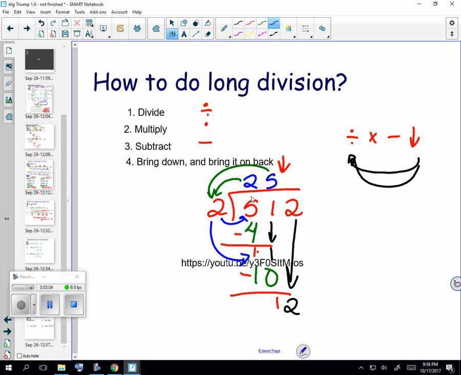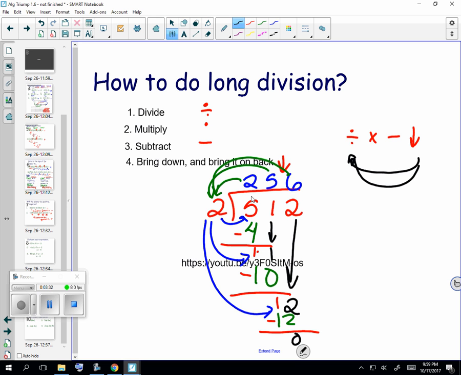Divide. 2 goes into 12 6 times. Multiply to check what you used. 2 times 6 is 12. Subtract to find out what's left. 2 minus 2 is 0. 1 minus 1 is 0. Bring it on down. There's nothing left, so we're done. We can do this even if there's decimals, and we will learn how to do that. But this is the basics of division.